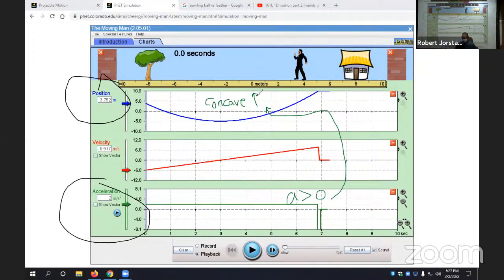All right. Take a look at page 31 now in your workbook. Take a look at that stuff. In particular, look at the XT graph, the VT graph, and the AT graph bullets. Okay.